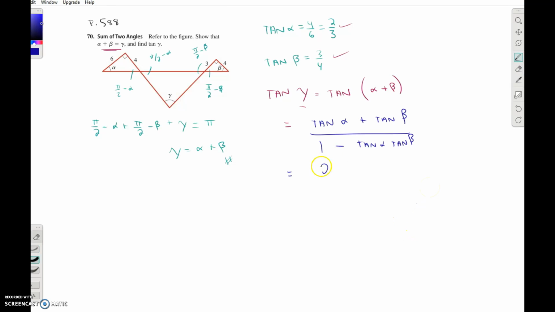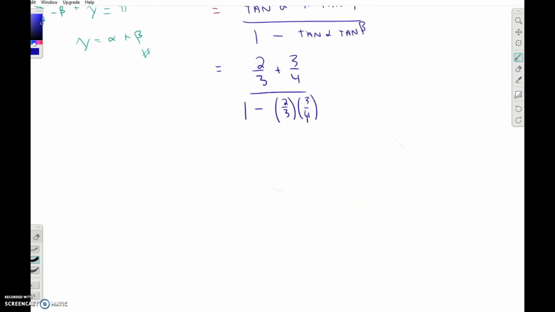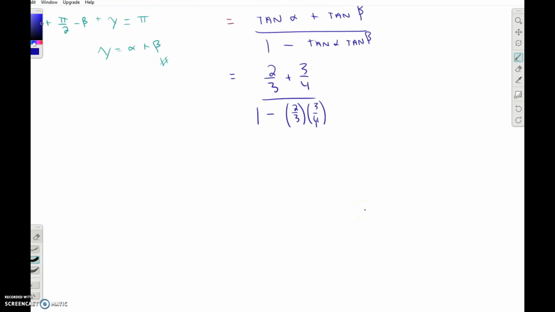Tangent of alpha is 2/3 plus 3/4 over 1 minus 2/3 times 3/4. You guys need to be able to simplify these fractions. You'd be surprised how many people screw it up. So be careful, be deliberate. Take a 2 out of here, take a 2 out of here, so that's a 6. I'm going to write this as 6 over 6.